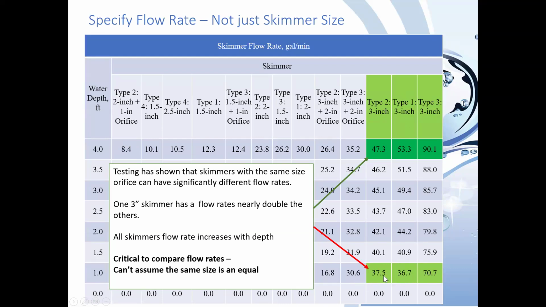If you look at the flow rates, 2 of them were very close, about 37 GPM. The third one was nearly double at 70 GPM. From a 1 foot to 4 foot depth, all 3 versions had about a 25% increase in flow rate. Again, 2 of them were close, around 50 GPM, and the other one was about 90 GPM. So the critical thing to take away is that if you just say generic 3-inch skimmer, you may not get what you want. If you intended one that flows at, say, 40 to 50 GPM, and the contractor selects the higher one, you're going to drain that volume too fast.